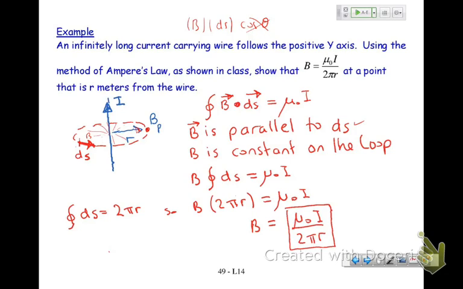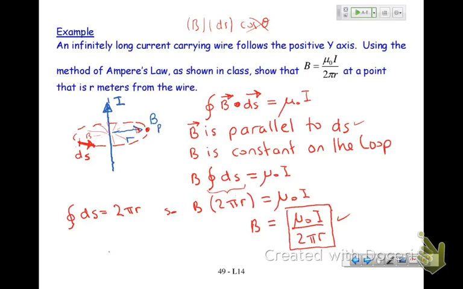And so I can say, okay, if B is constant, then that can come out of my integral. So B times the line integral of ds. The line integral of ds is just a circumference, and I know the equation for this. So it's going to be B times 2 pi r is equal to mu naught times I. Rearrange, and I got my answer. It's like that because I picked that loop geometry.